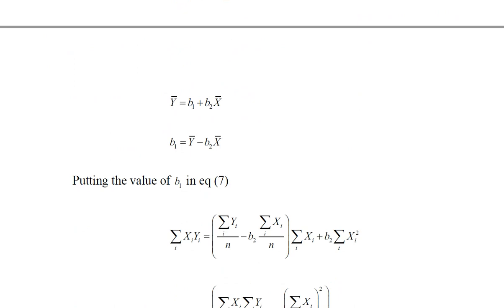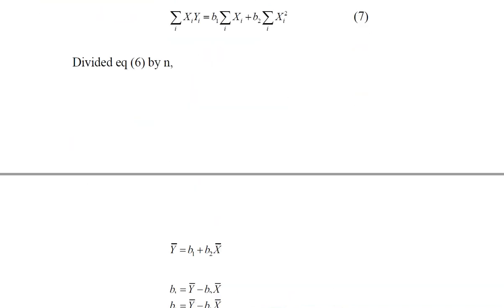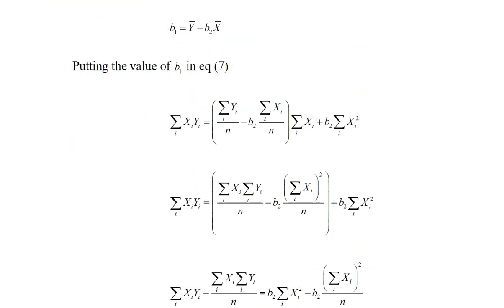Now divide equation number 6 by n. Sum of yi over n, as you know, is y bar, and if we divide this term by n, the n cancels, and we obtain here only b1 plus b2. Sum of xi over n is equal to x bar. So we obtain y bar is equal to b1 plus b2 x bar, and we obtain the formula of the intercept: b1 is equal to y bar minus b2 x bar. So this is the mathematical formula of b1.